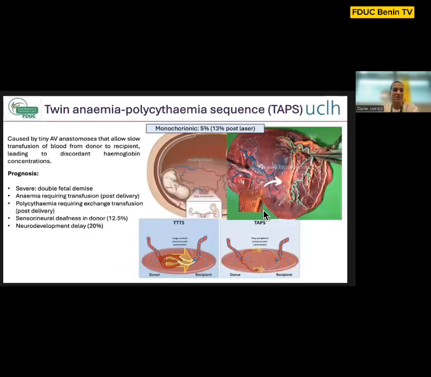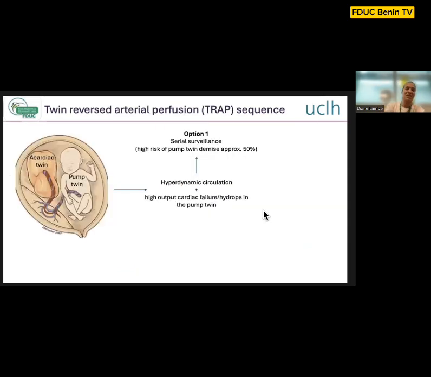So in terms of prognosis, if it's severe, then generally speaking, both twins are at fairly high risk of death in the context of TAPS, and generally speaking, the anemic twin will require blood transfusion following birth, and the polycythemic twin is highly likely to need an exchange transfusion. The risk of sensorineural deafness, and this can be severe, is around 13% in the donor, and the risk of developmental delay in both is around 20%. So that's your prognosis. And in terms of management, again, this can be very difficult to manage. Generally, it occurs much later than twin-to-twin transfusion, in which case we tend to just recommend delivery.